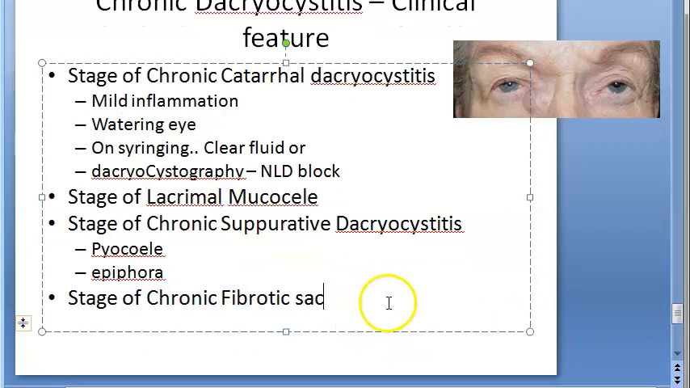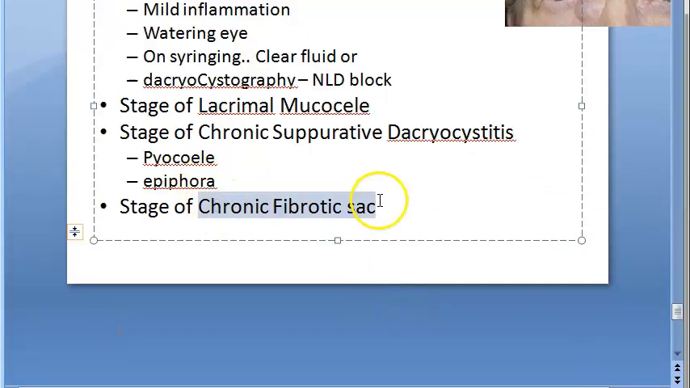Okay. So the last stage here is the chronic fibrotic sac. Low grade repeated infections for a prolonged period will result in a small fibrotic sac due to thickened mucosa. So again, there is persistent epiphora and discharge. Dacryocystography at this stage will show a very small sac because it has fibrosed, with irregular folds in the mucosa. So these are the four stages.